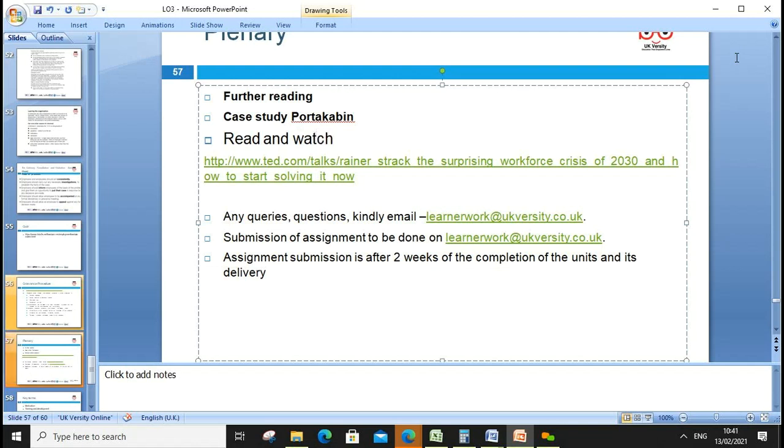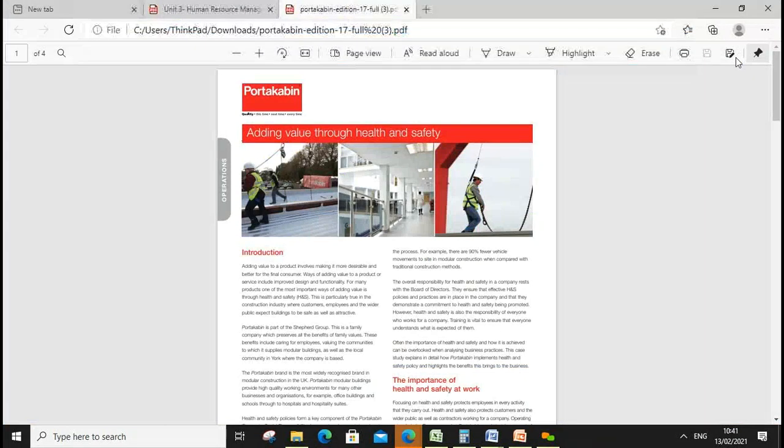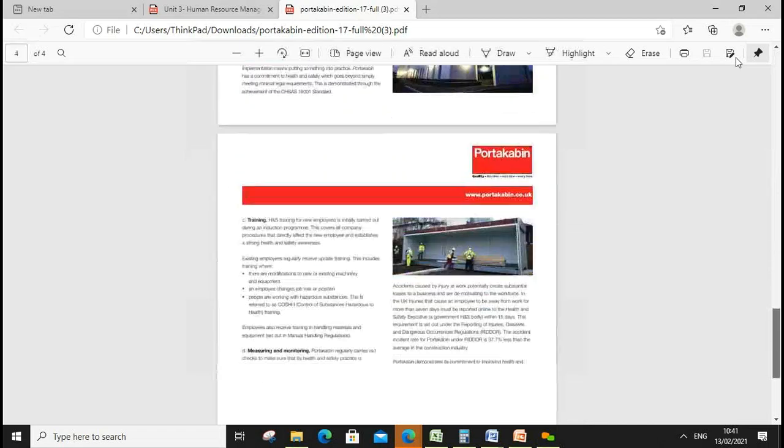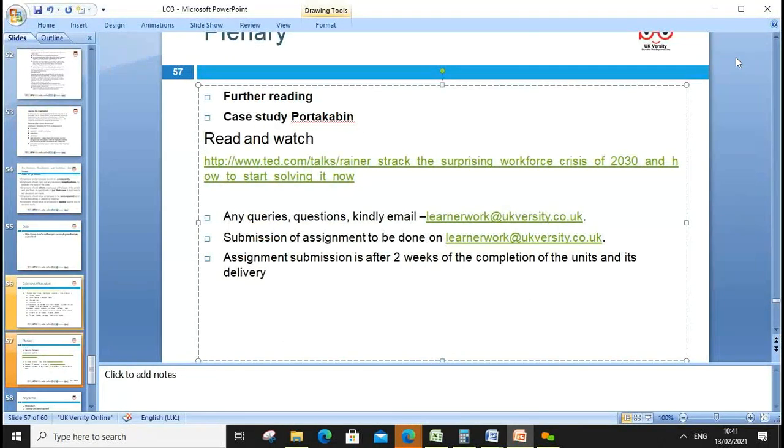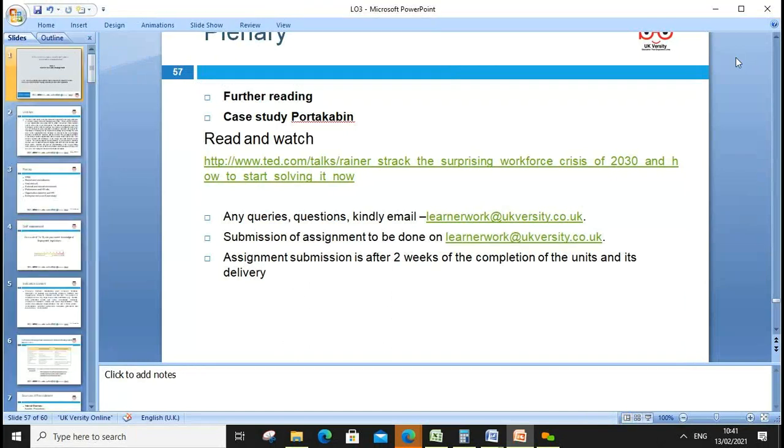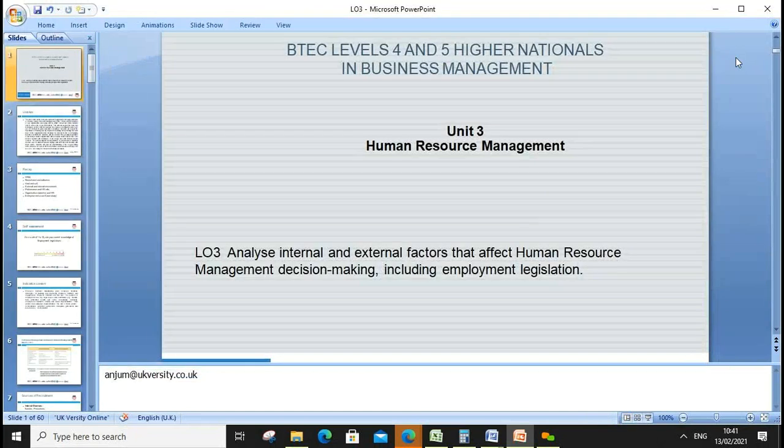And you guys, you have to make sure to read the Pote Cabin case study, and you can watch it as well. Okay, so that's what we have to do. Pote Cabin is the case study. I can show you how we can increase value through health and safety, following the legislation, and that will help the organization to increase its value. So that's all for today's lesson.